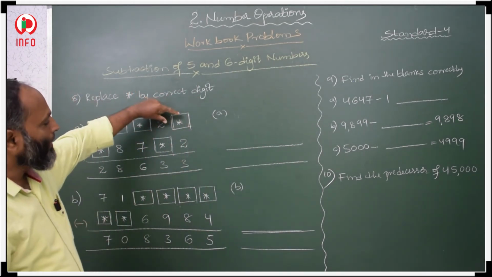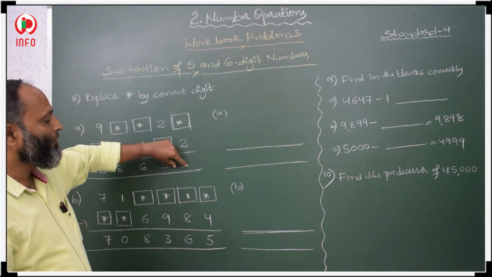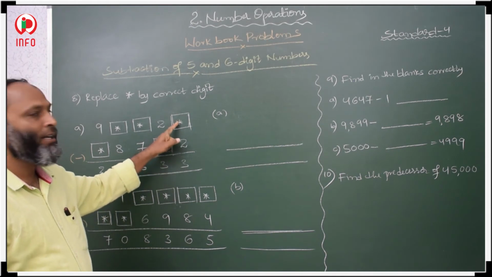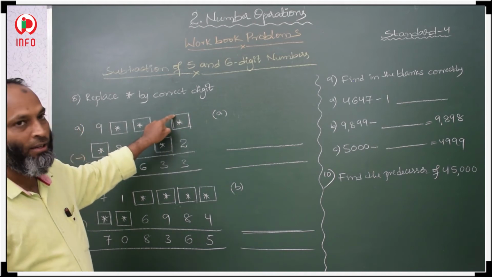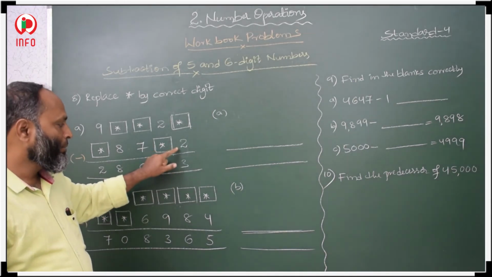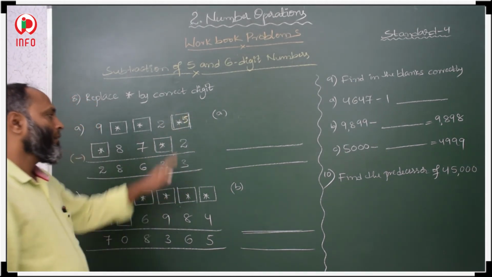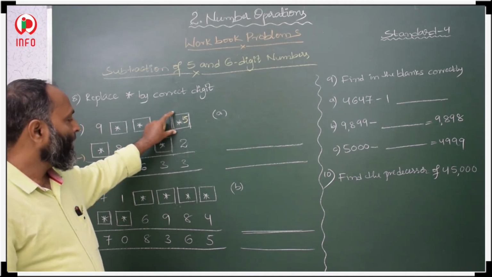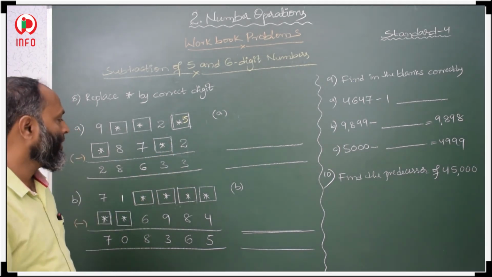Here in the first, the minuend is not given; the subtrahend and difference are given. How will we get the minuend? By adding these two. In this first one, how will you get this minuend? By adding subtrahend and difference. 2 plus 3 is 5. It means 5 will come here. 5 minus 2 is 3. According to the rule, minuend is equal to subtrahend plus difference. That is right.